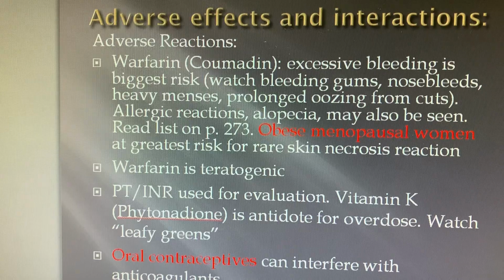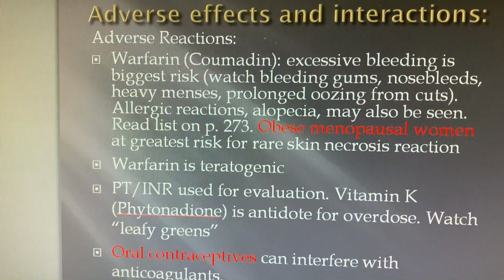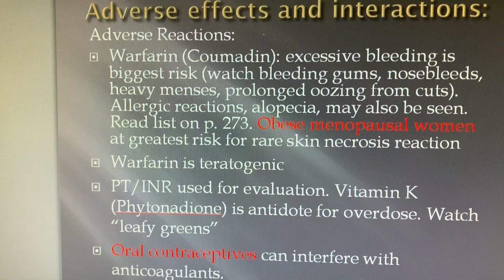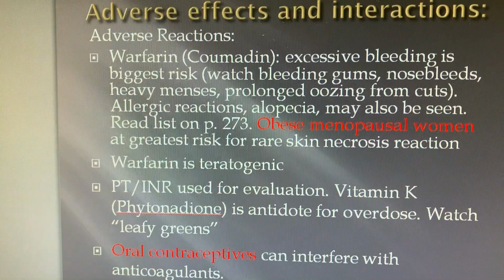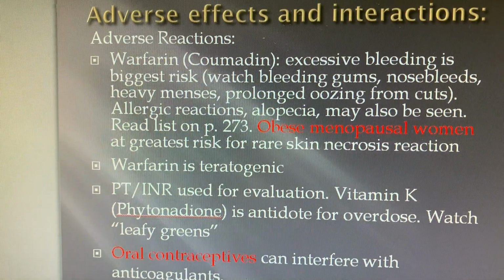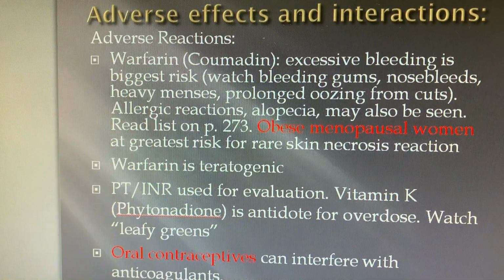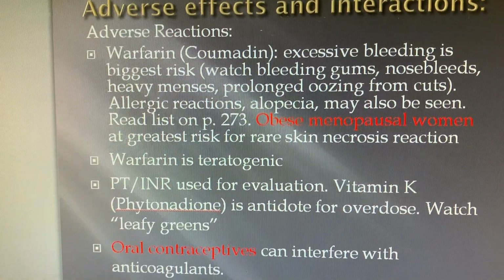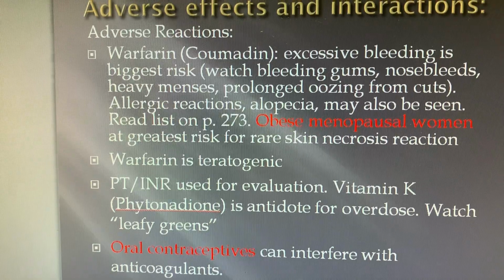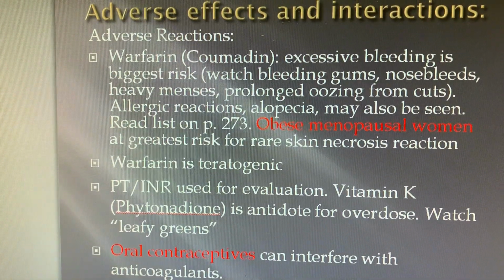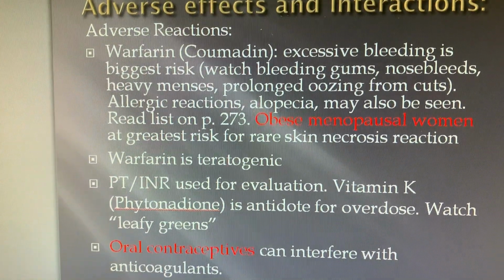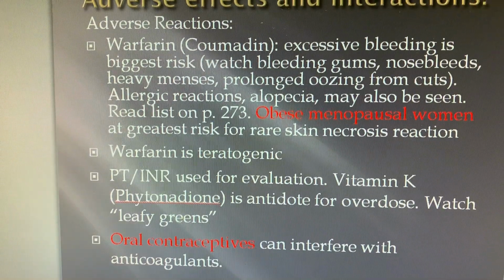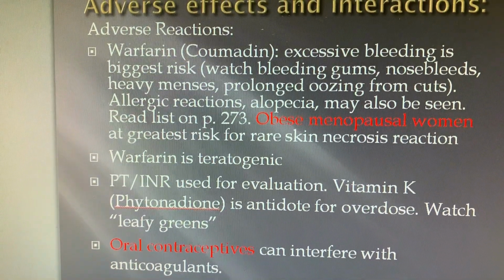Like I said, we use PT-INR, these tests, for evaluation of what the level should be. And vitamin K is the antidote for the overdose. And one of the trade names for vitamin K is phytonadione. There's some different generic or trade names, but this is one you commonly see.